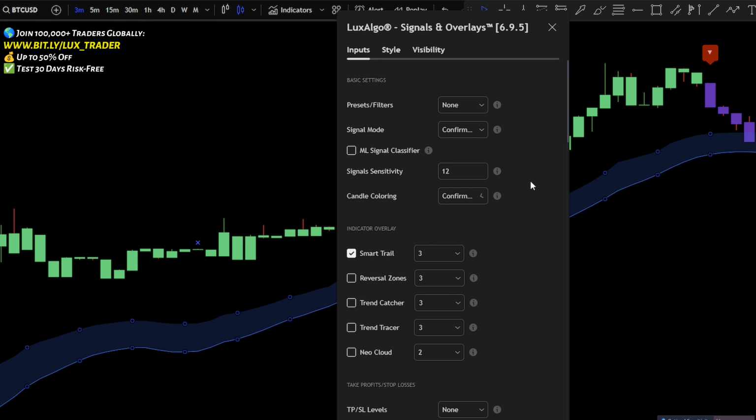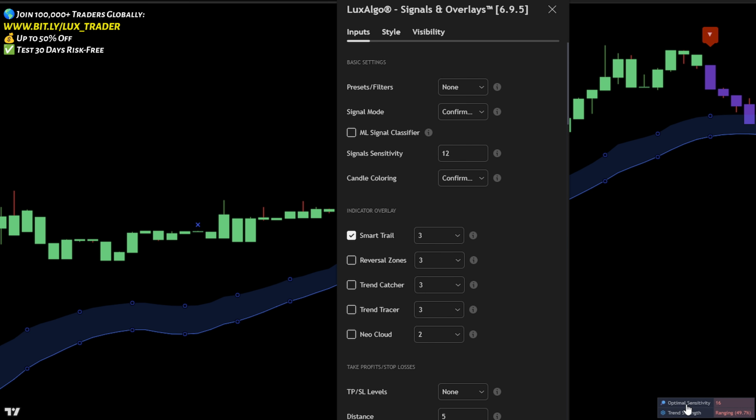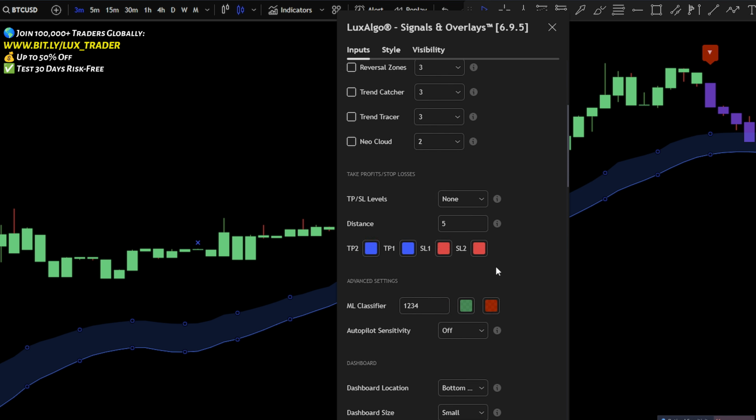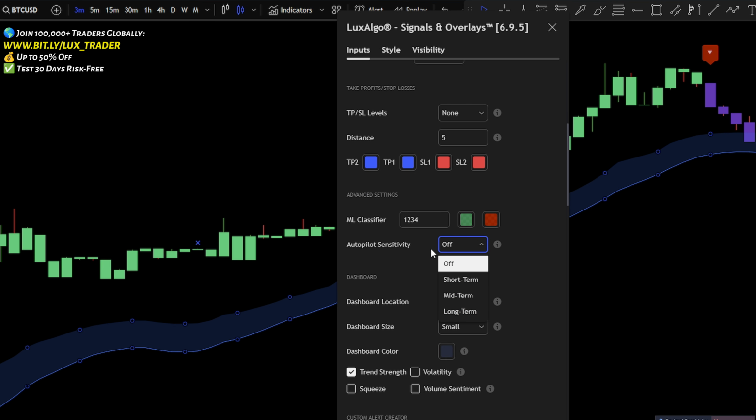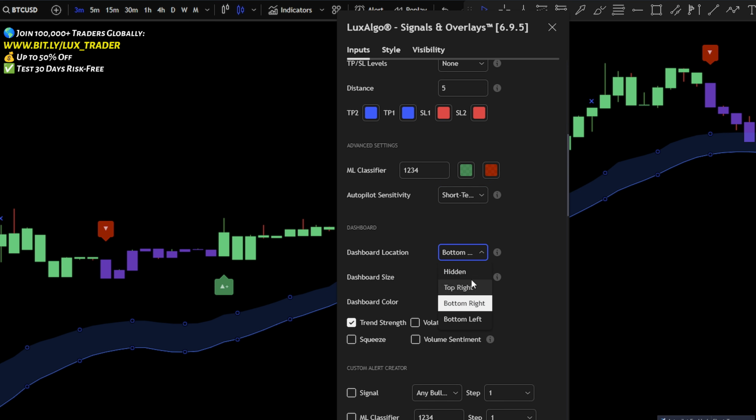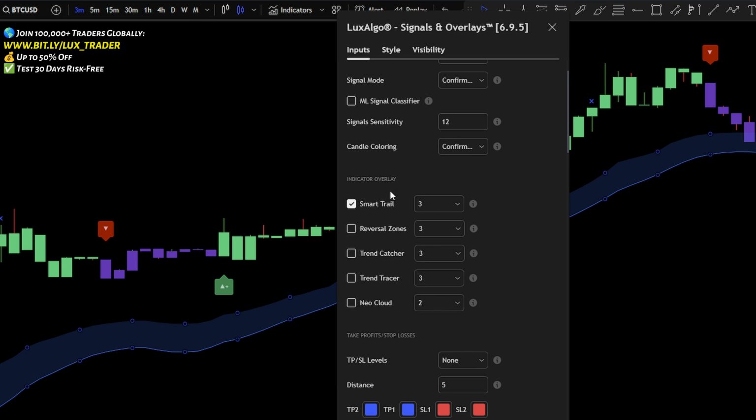For signal sensitivity, I recommend using either manual sensitivity with the optimal value shown on the dashboard, or for a fully automated approach, use autopilot sensitivity set to short term. If you choose autopilot sensitivity, you can hide the dashboard by setting the dashboard location to hidden. Next, go to the indicator overlay section. Here, disable the Smart Trail and enable the Neo Cloud.